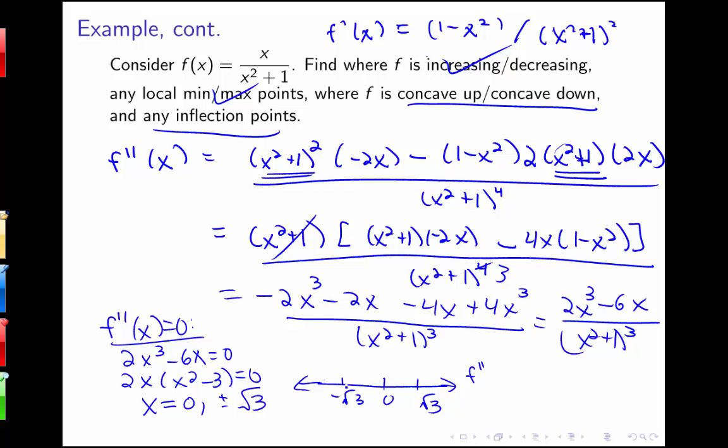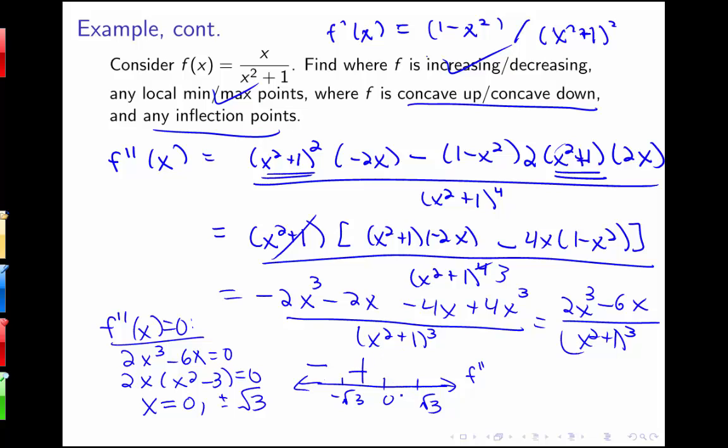Okay, so now I have to think, what happens when I plug in something less than negative root 3? Well, if I plug in something like negative 2, I'm going to get something that's negative. Because, let's see, if I plugged in negative 2 into the denominator, that's always going to be positive. Negative 2 here, that's going to give me a negative 16 plus 12, but that's still going to give me negative 4, so I'm going to be negative. If I plug in something like negative 1, I'm going to have a negative 2, let's see, plus 7, so that's going to be positive.